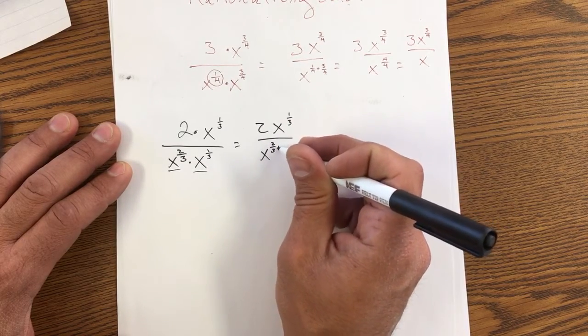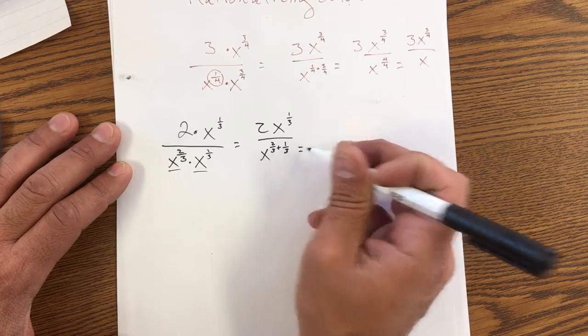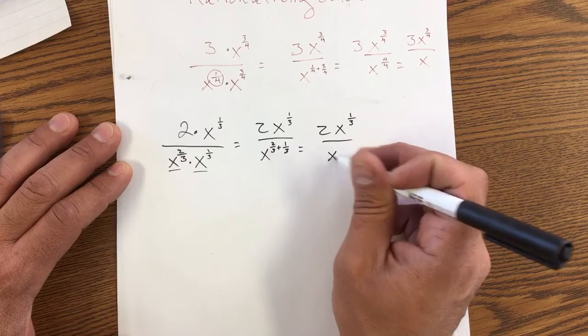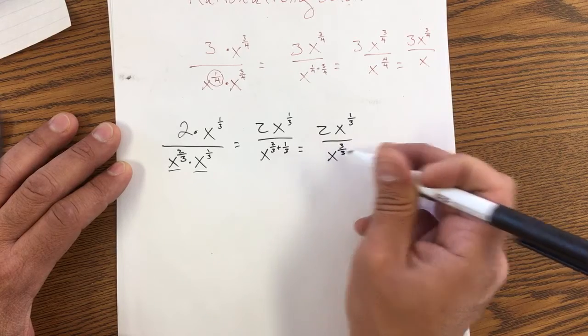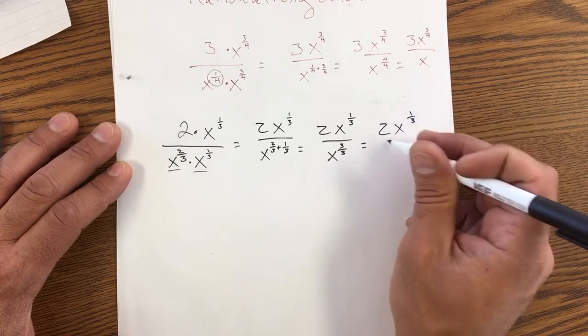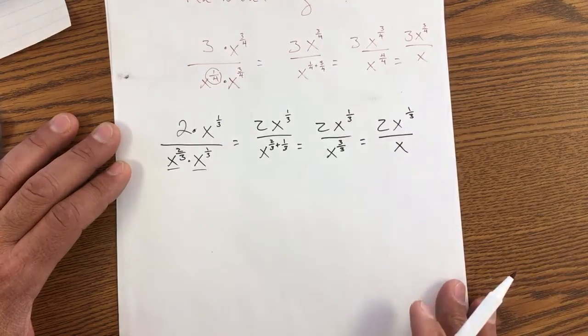So now I'm going to add these together. I already know what it's going to add to, but I'm just kind of writing it out for you guys so that you see what's happening here. And 3/3 is just 1. When it has an exponent of 1, I don't have to write it, so it's just x.